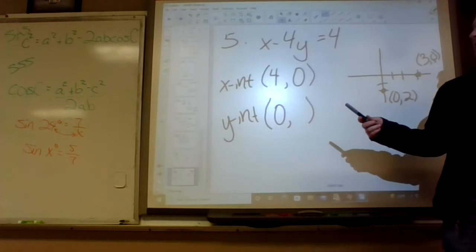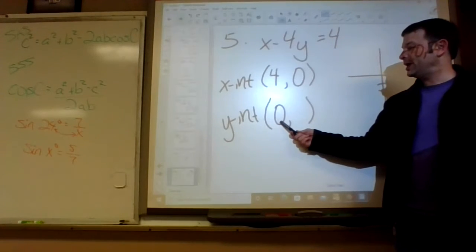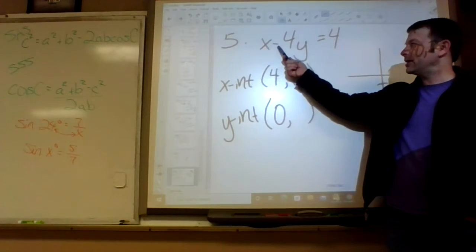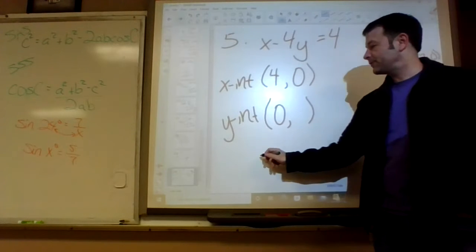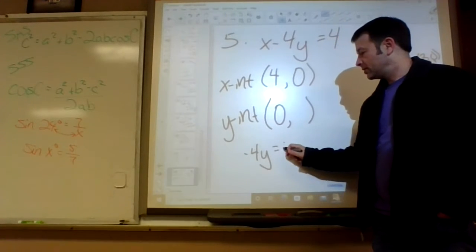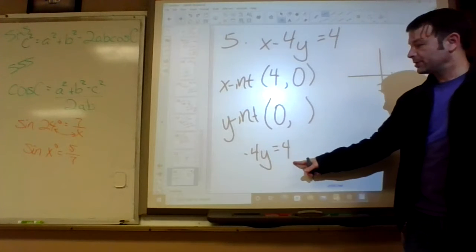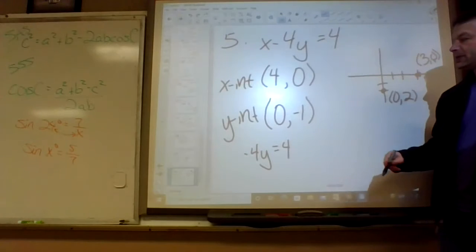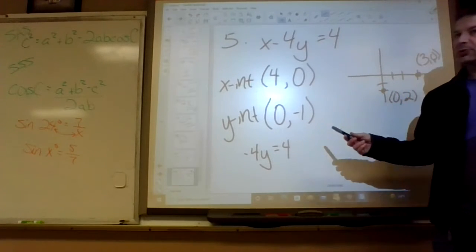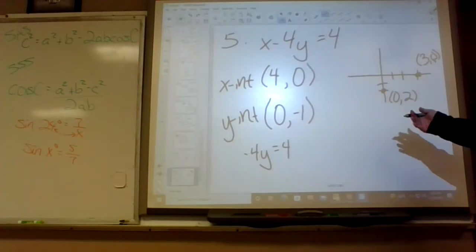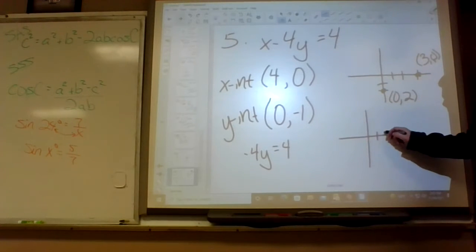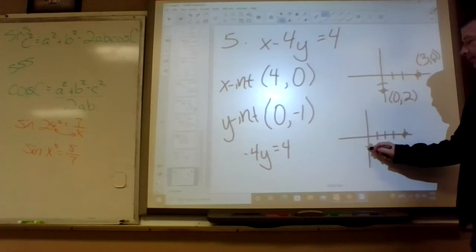And then if I put 0 in for the x value, that will give me the y-intercept. If x is 0, then all I have is negative 4y equals 4. So what's y going to be in that case? Negative 1. Divide by negative 4, you get negative 1. So when x is 0, y is negative 1. That's the y-intercept. It does say to graph it, so put a dot at (4, 0). Put a dot at (0, -1).